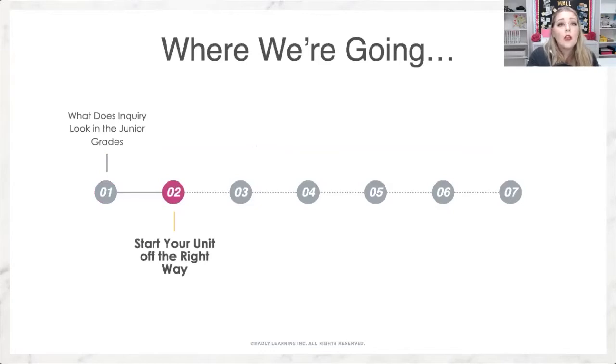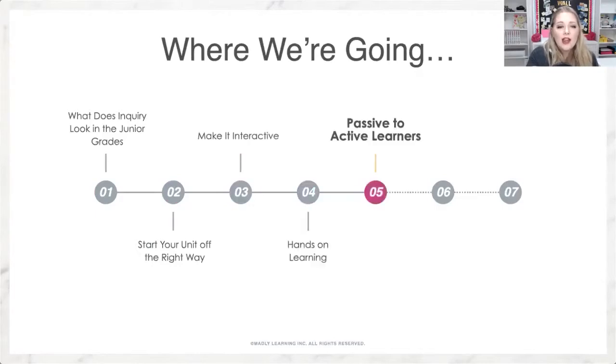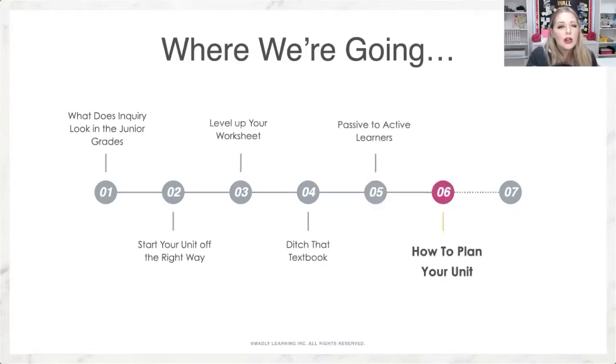Then we're going to look at how you start off your unit in learning and how we can get students engaged in what we are doing. Then we're going to talk about the different strategies that are going to make your science classroom interactive and hands-on. And we're going to look at how we can flip what we're doing in our class so that we can move away from passive learners and move into more active learners in our classroom. And finally, we're going to talk about how to put it all together and actually plan out that unit.